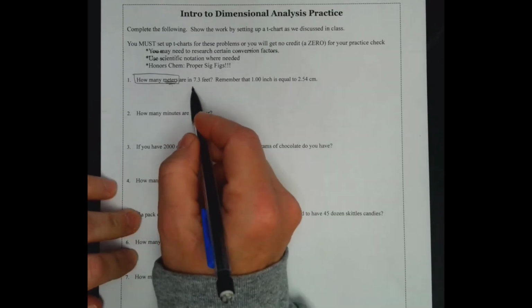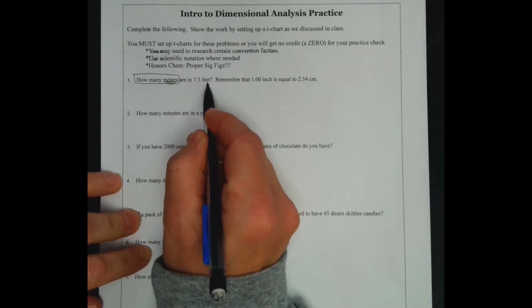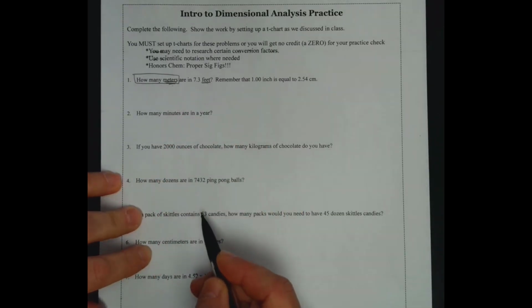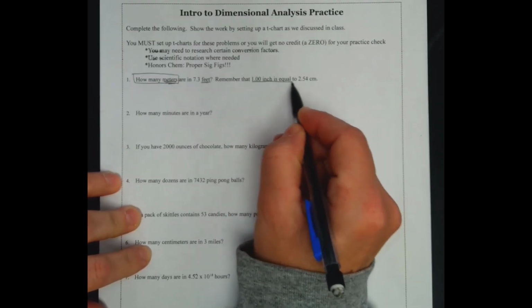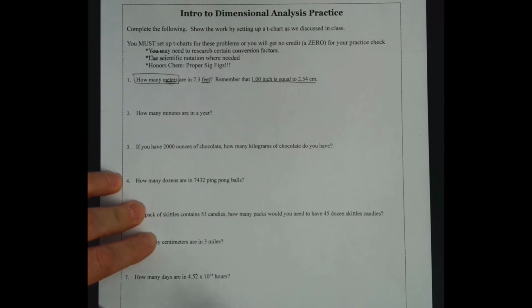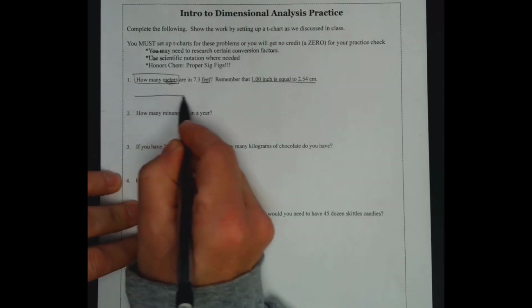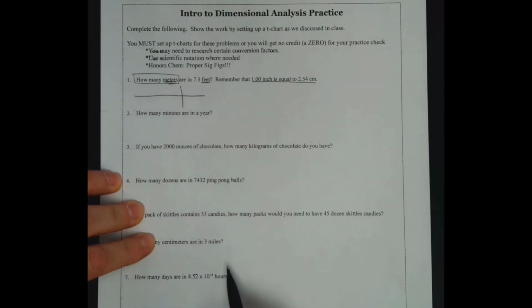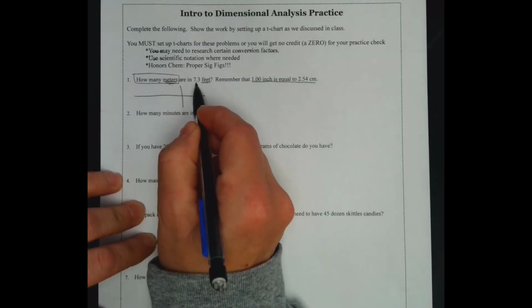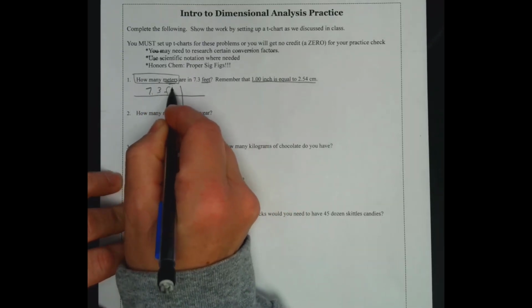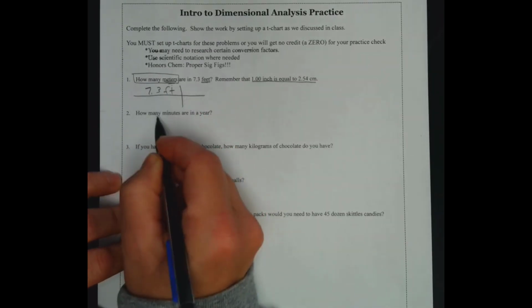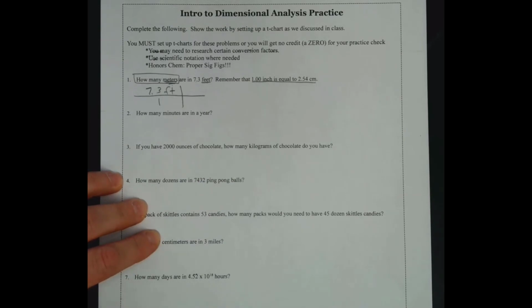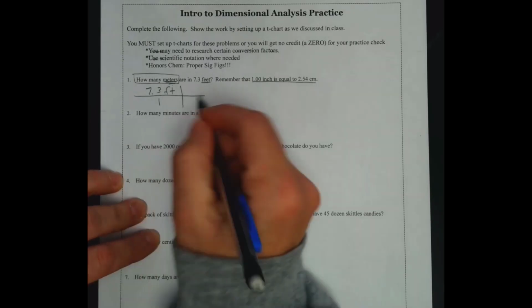Then we can talk about what we have. We've been given this starting unit of 7.3 feet, and we have this fun hint over here that I'm sure will come in very handy later. Now remember, you guys, when we're setting up the first part of our T-chart, the first T, we always start with the unit that we are given to start with, and that is 7.3 feet. Just for fun, a lot of times it's nice to set this over 1 because then it makes this nice fraction ratio, which makes us very happy.